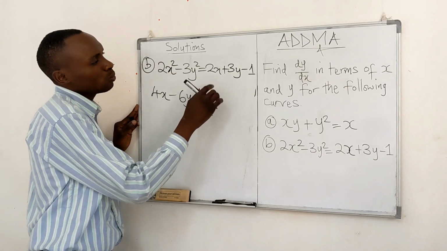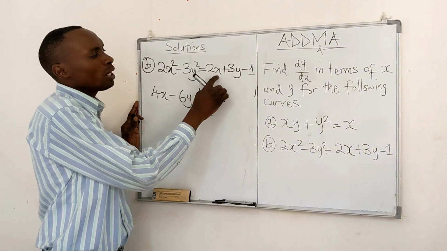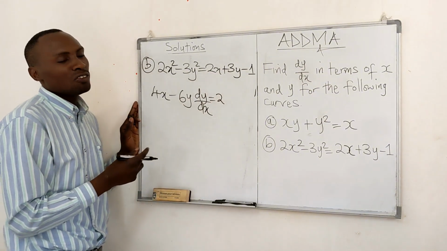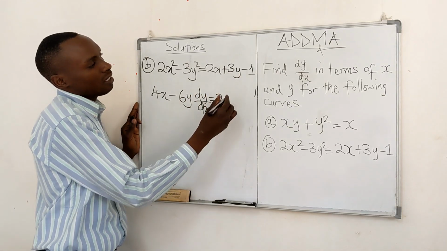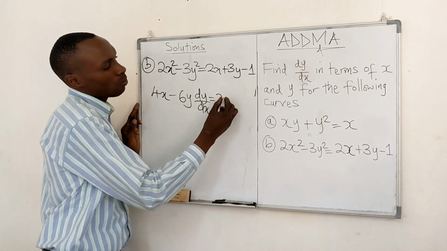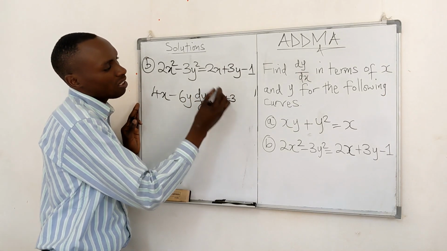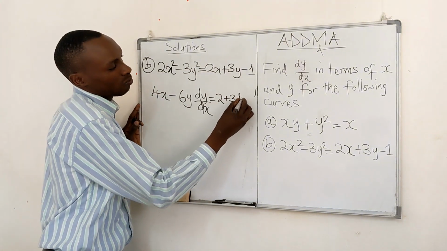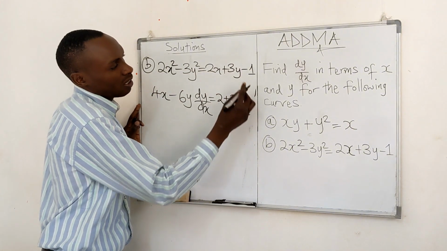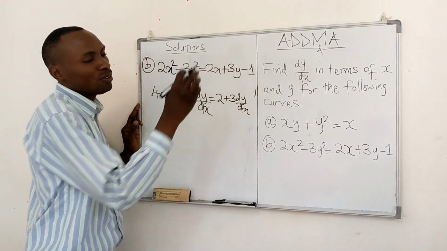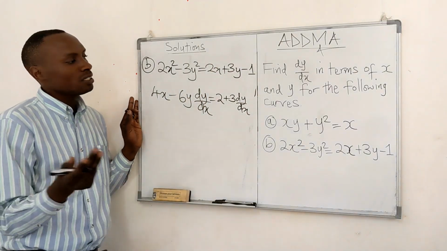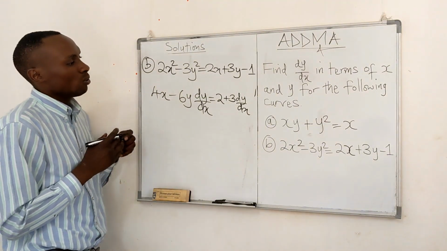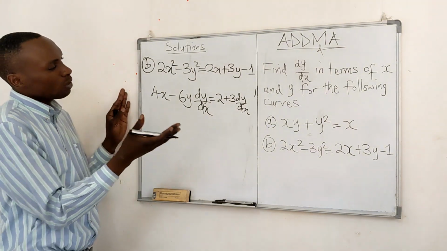So this is equal to the derivative of 2x, which is just simply 2 here. And then the derivative of 3y. Since there's y, we are going to have the following: 3, then dy/dx. Then the derivative of negative 1 is just simply 0, so we are not going to show it on this part. So then, what do we do next?